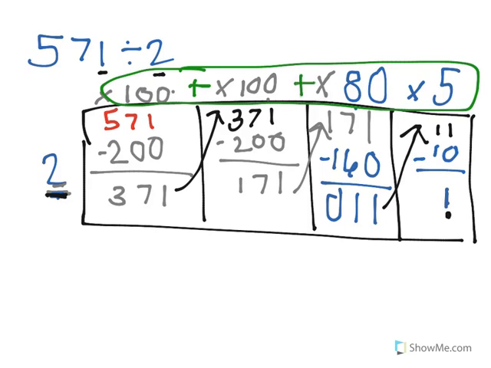200 plus 80 makes 280. 280 plus 5 makes 285. So we have 285, but don't forget you have a remainder of 1. And there's your quotient.